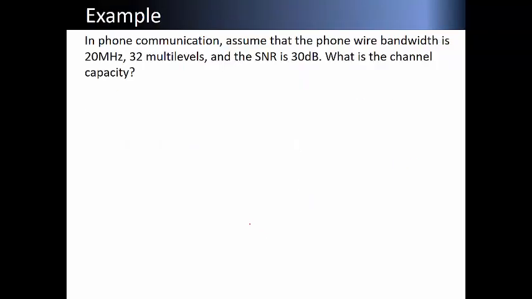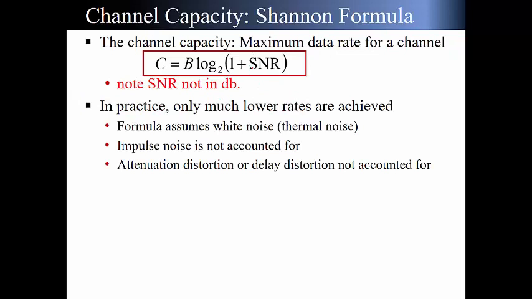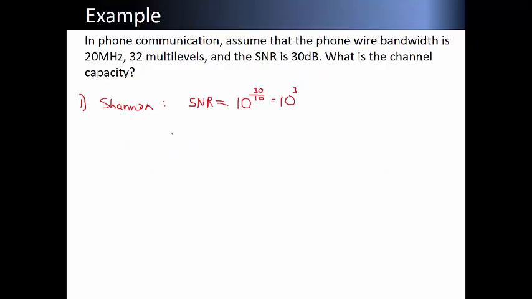In our case, if we use the Shannon approach first, then SNR is 10 to the power of 30 decibels divided by 10, which is 10 to the power 3. Then this is 10 to the power 3 inside the logarithm base 2. So bandwidth times log base 2 gives the data speed.